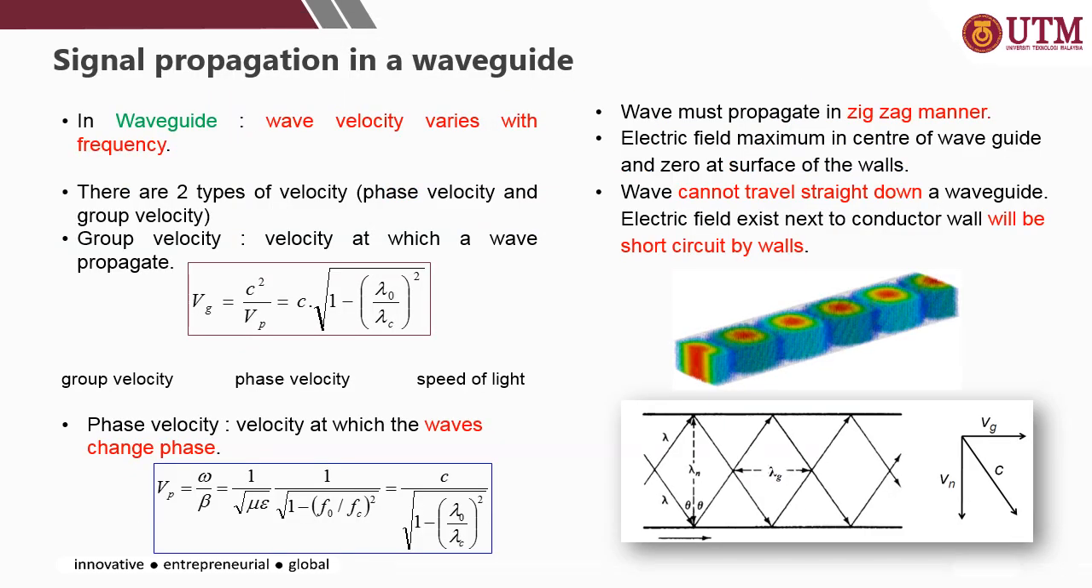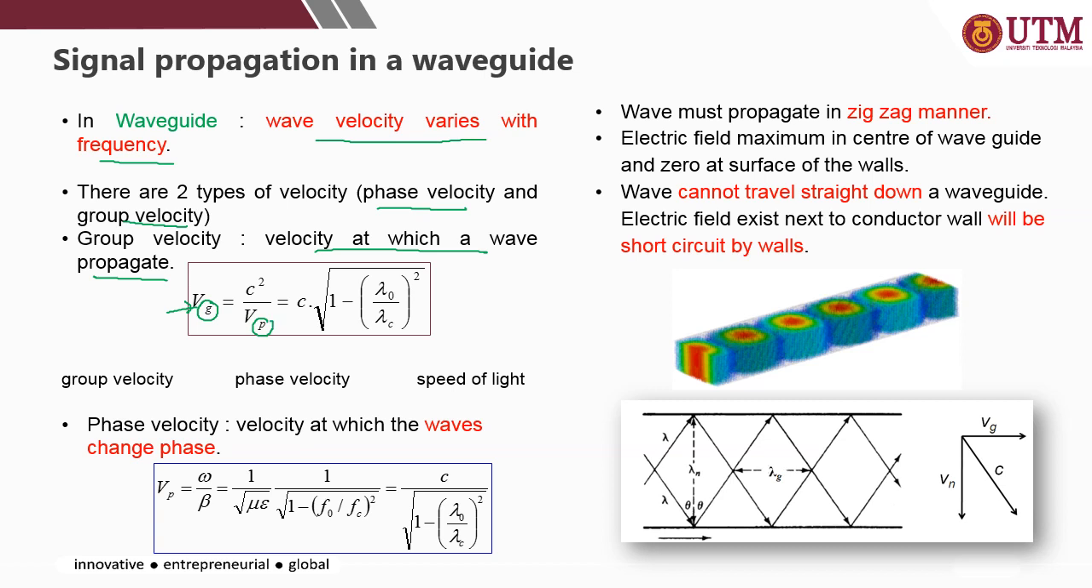Okay, let's look at how the signal propagates inside the waveguide. In a waveguide, wave velocity varies with frequency, so we will see different modes for different frequencies as well. There are two types of velocity: phase velocity and group velocity. Group velocity defines the velocity at which a wave propagates within the structure, and it is given by capital Vg. The g stands for group, V for velocity, which can be calculated by c squared over Vp.